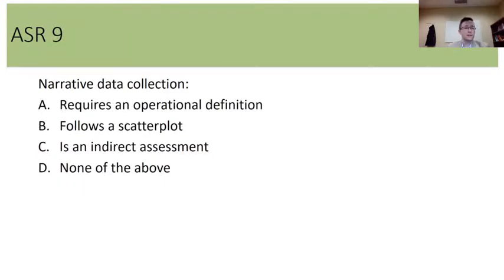ASR 9, narrative data collection. A requires an operational definition. B follows a scatter plot. C is an indirect assessment, or D, none of the above.